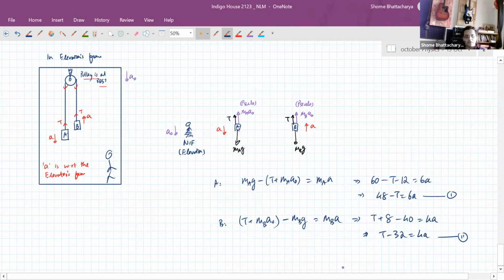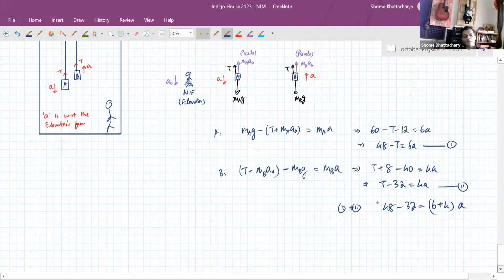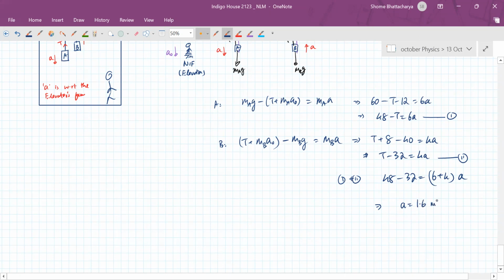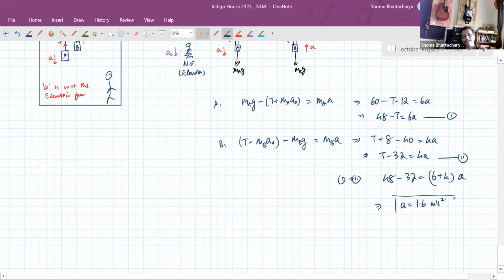So now equations 1 and 2 can be added, so we get rid of tension. So 48 minus 32 is 6 plus 4 times A. So you can see that the acceleration becomes 1.6 meters per second square. But this is the acceleration of A, so A has an acceleration of 1.6 meters per second square downwards.